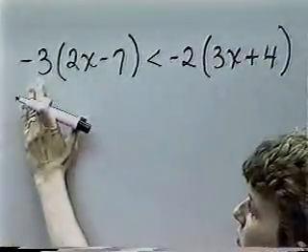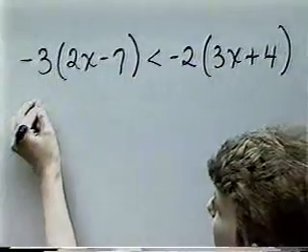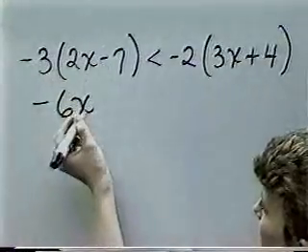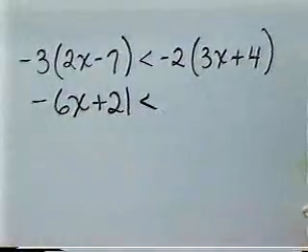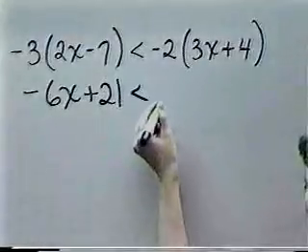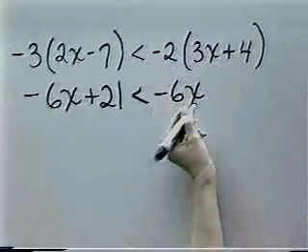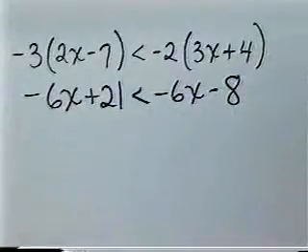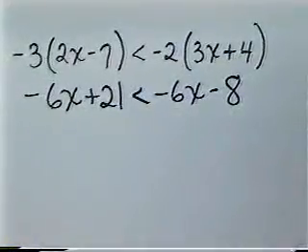So let's first distribute this negative 3. Negative 3 times 2x, that would be negative 6x. Negative 3 times negative 7, that's plus 21, positive 21, less than negative 2 times 3x, that's negative 6x. Negative 2 times positive 4, that's negative 8. So I have negative 6x plus 21 is less than negative 6x minus 8.